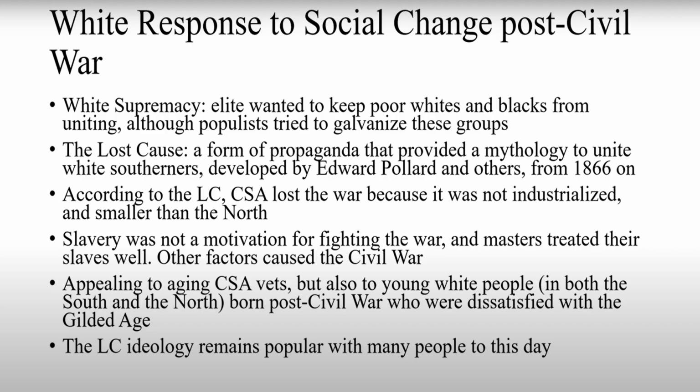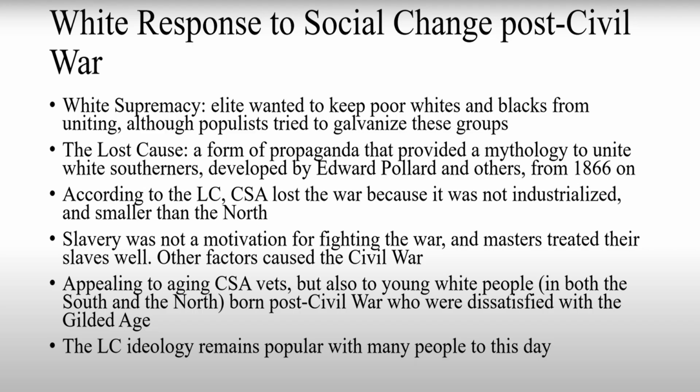They would just rather say that slavery was not a motivating factor. And some will even say that slavery was really not that bad of a system. It was better than Northern capitalism. Masters treated their slaves well in a paternalistic manner, which is really not true either. But the ideology appeals to aging Confederate veterans who don't want to think about why the Civil War was fought and why the war was lost.